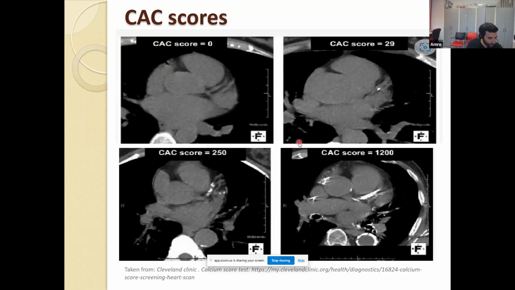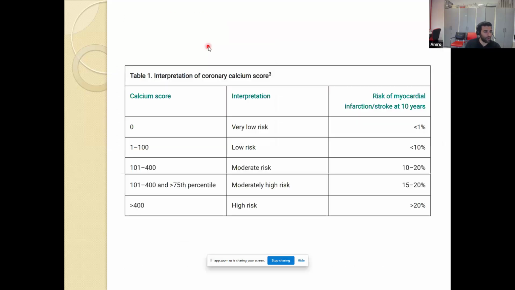And we know from a landmark trial called MESA, Multi-Ethnic Study of Atherosclerosis, that was a prospective cohort of 7,000 patients, they found an independent and graded association between calcium score and adverse coronary events. Okay, so this person has very high risk of developing a coronary event within 5 years. This person has close to zero or close to negligible risk. And this is how you can interpret these patients.